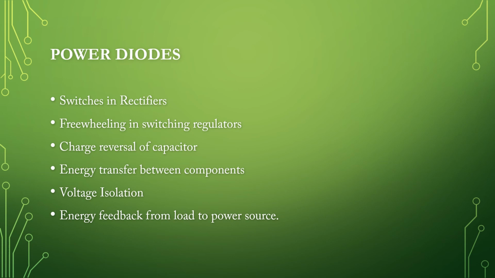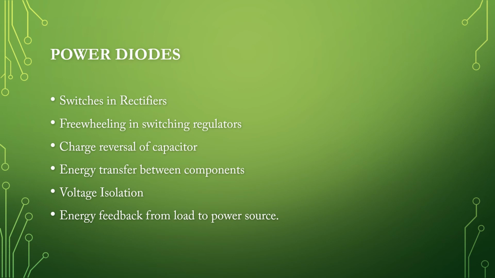another. The various other functions performed by power diodes are: they act as switches in rectifiers, that is, a rectifier converts one form of energy to another. They act as freewheeling diodes in switching regulators. For a capacitor, they can be used for charge reversal. They can transfer energy between components. They can also provide voltage isolation, and provide energy feedback from the load to the source.